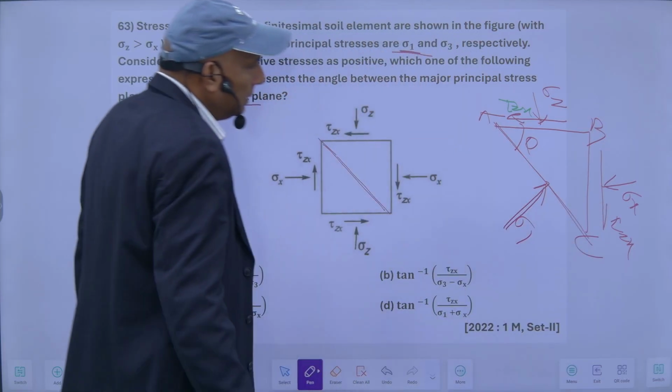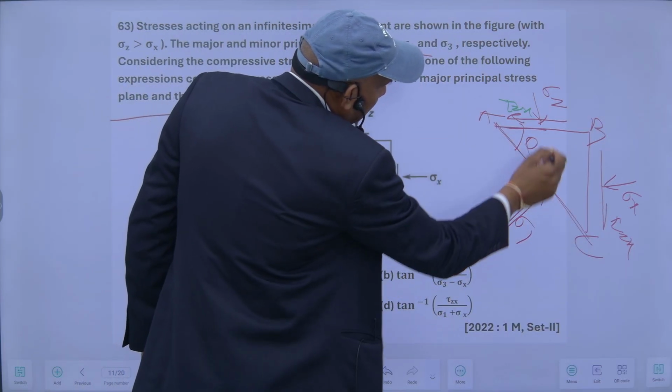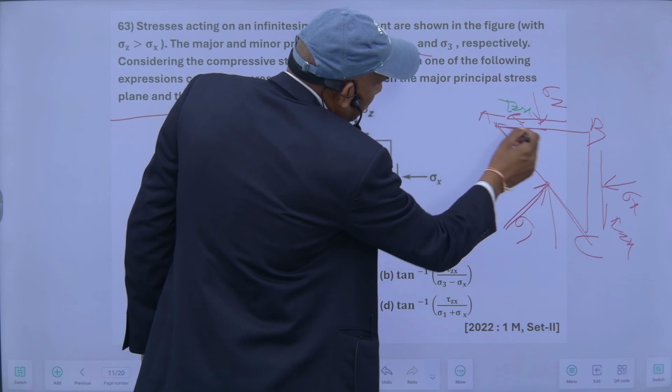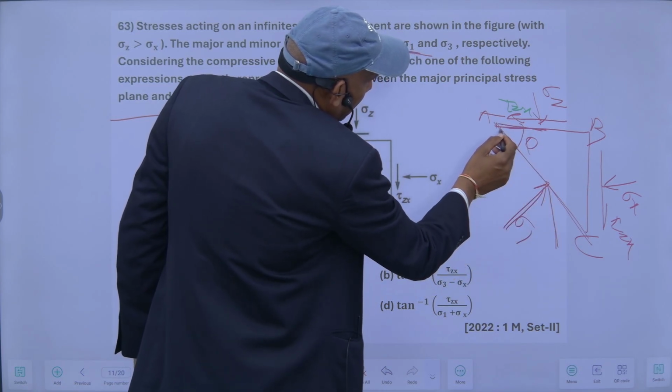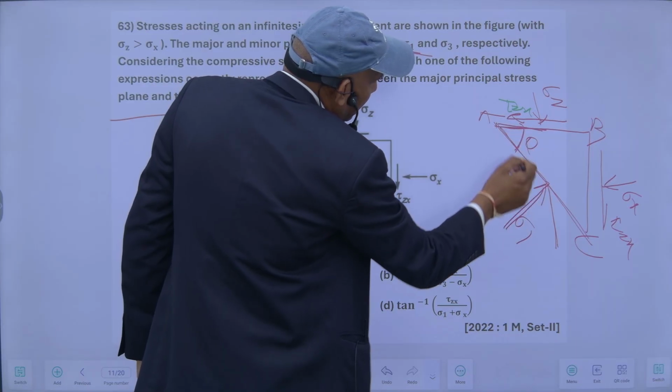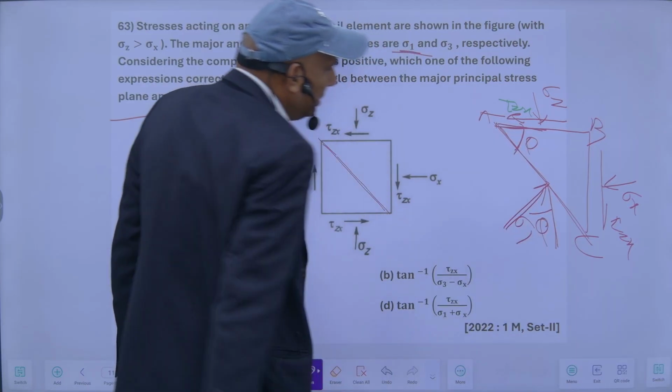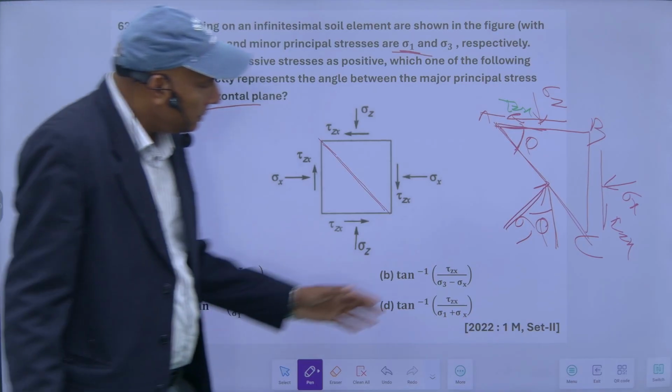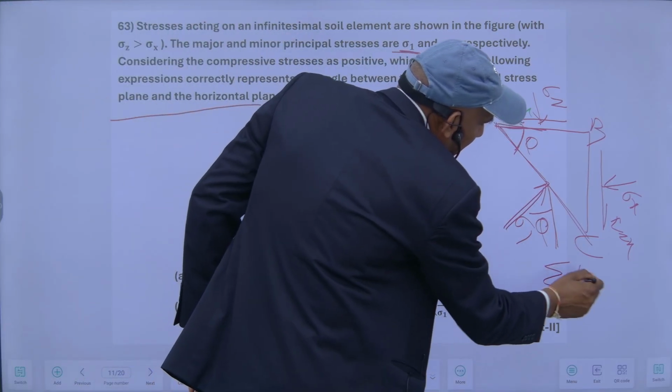So this angle is normal to this line, and this line is normal to this one. So if this is theta, this will also be theta. So for sigma v equal, sigma h is equal to 0.